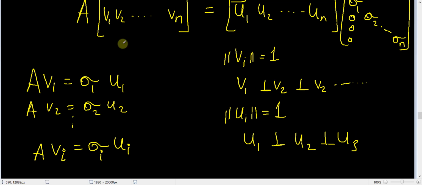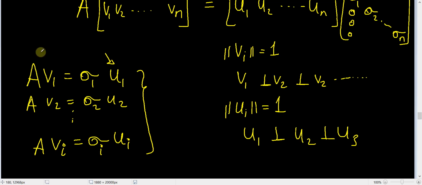Now we can use those equations right here to get a very interesting interpretation. Remember that when you multiply a matrix by a vector, the result vector will be a linear combination of the columns of the original matrix A. This means that the result vector will lie in the column space of the matrix A. So all the vectors U right here belong to the column space of the matrix A.